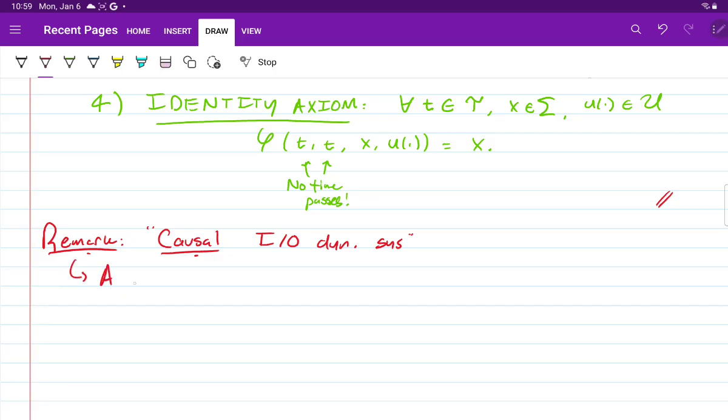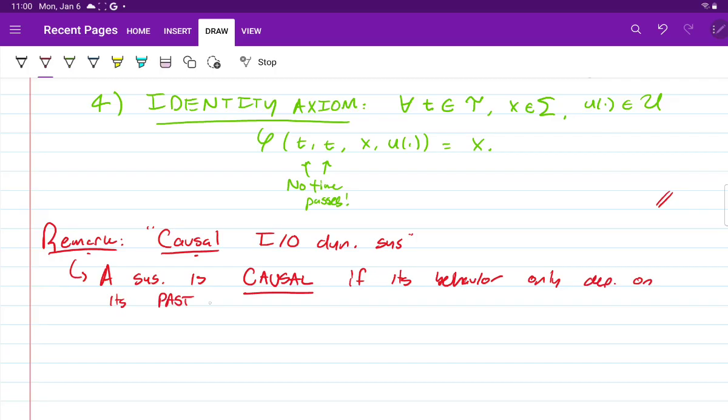So what we say is a system is causal if its behavior only depends on its past inputs or states. So our system cannot depend on any future information. So where's this idea of causality showing up in our definition of a causal I/O system?